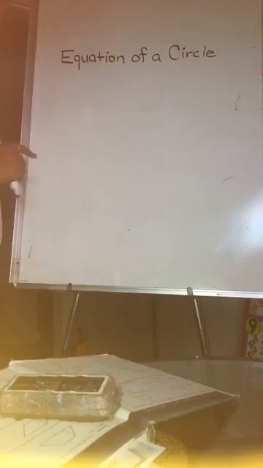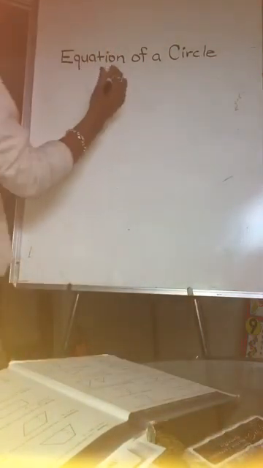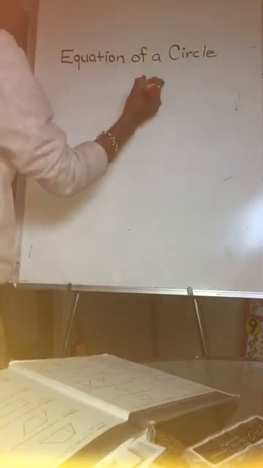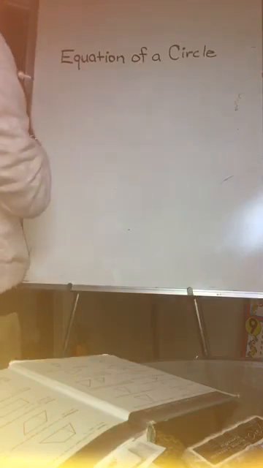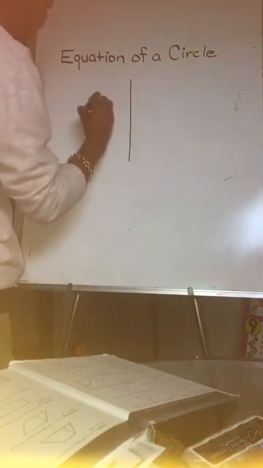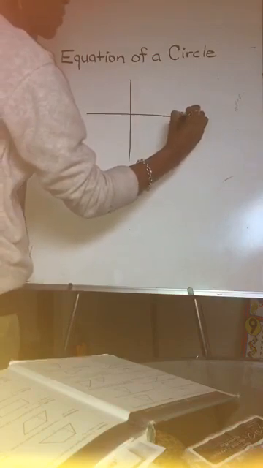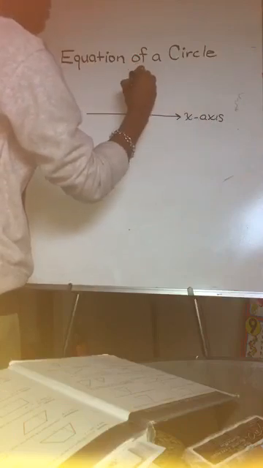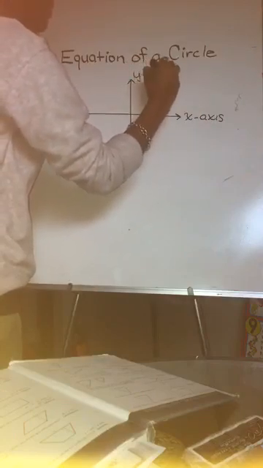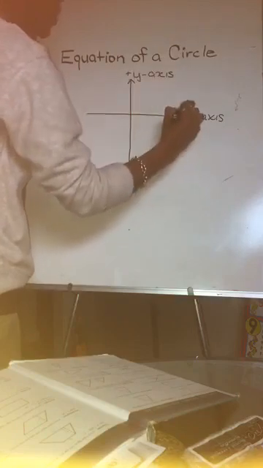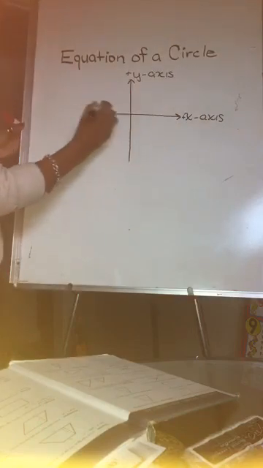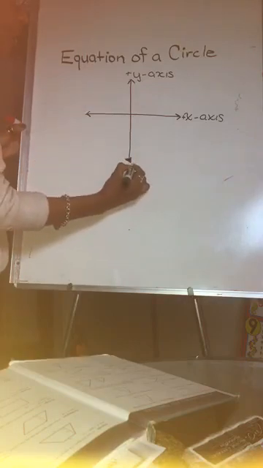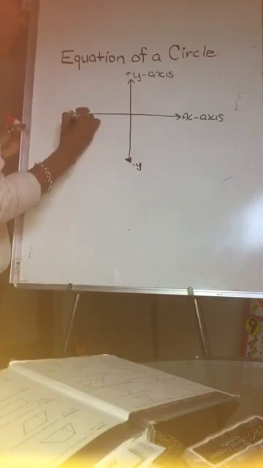Okay, the first thing that we need to know about a circle, and we're going to draw our circle. I'm going to draw my grid first. Let me draw my X and Y axis. This is the positive X axis, and this is the positive Y axis. I'm putting this so we know that you're going into the positive direction. Down here is your negative Y, and over here is your negative X axis.